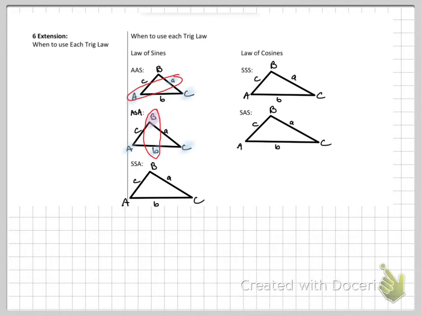Side-side-angle, you're given a side, the next side, and then an angle afterwards. You end up with a full sine ratio. The other options, side, side, side, clearly I don't have a full sine ratio, so I'm going to have to do cosine. Side, angle, side, again, I don't have a full sine ratio, so I have to do law of cosines. Hopefully you guys are catching on to that okay.